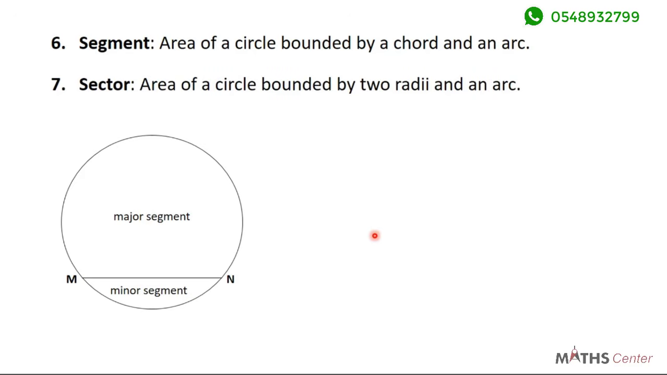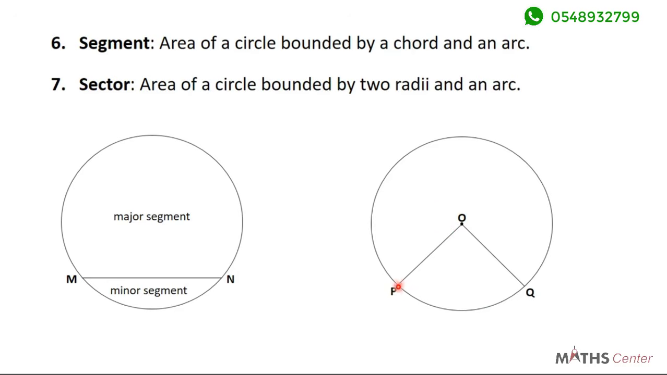The next part of the circle we want to consider is the sector. The sector of a circle is the area of the circle bounded by 2 radii and an arc. So you see, a segment is bounded by a chord and an arc. A sector is bounded by 2 radii and an arc. So let's say we have this circle here. Now we have the center of the circle, I'm calling it O. We have this radius here, and we have this radius here.